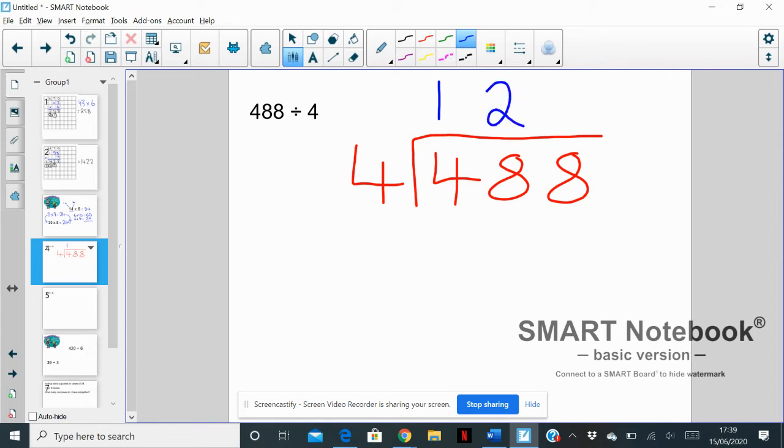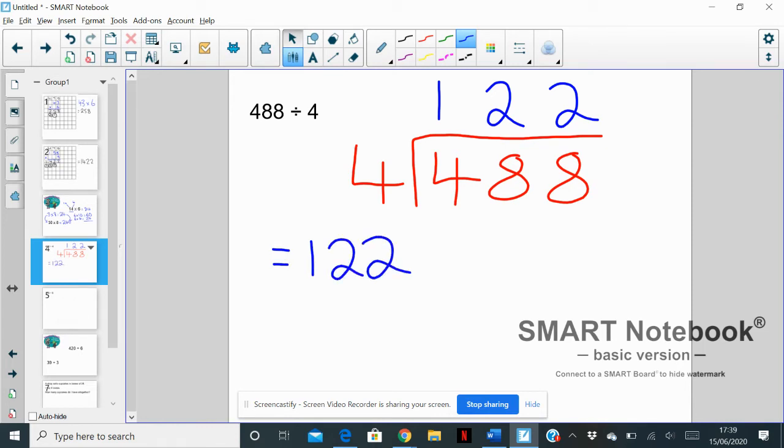So I can record that directly above my tens column. Moving on to the ones column, I've got 8 ones and I'm dividing by 4. 8 divided by 4 equals 2. So my answer is going to be 122.